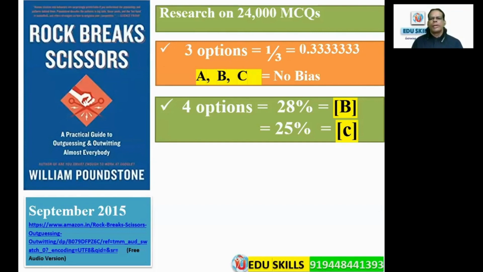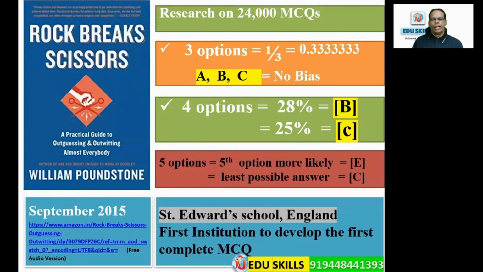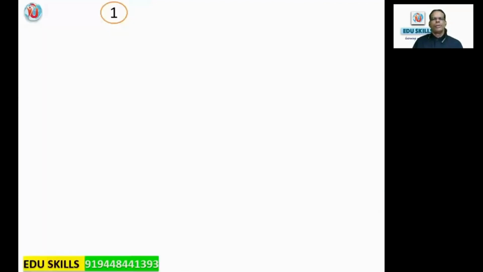But then normally the research says B has a higher possibility, like 28%. And the other C 25, and normally the other B and A 24. And a 5th option is not required because you don't have it in OET, because this is applicable for all the exams with MCQ, multiple choice questions. For example, IELTS, OET, TOEFL, or PTE, or whatever the exams, UPSC, any competitive exams with MCQ questions. This is a universal principle, or process of elimination, or method of elimination. And St. Edward's School, England, is the first institute to develop the first MCQs, first multiple choice questions.